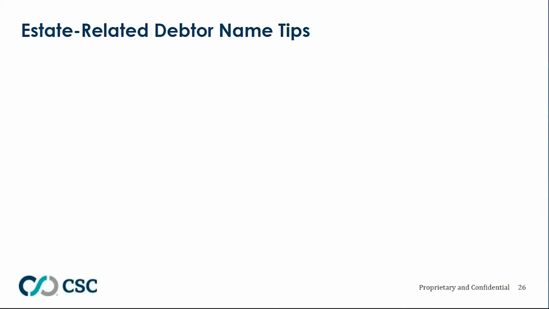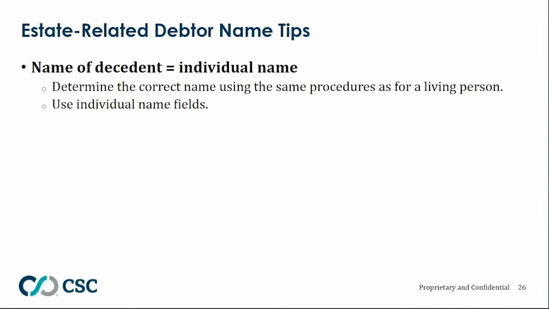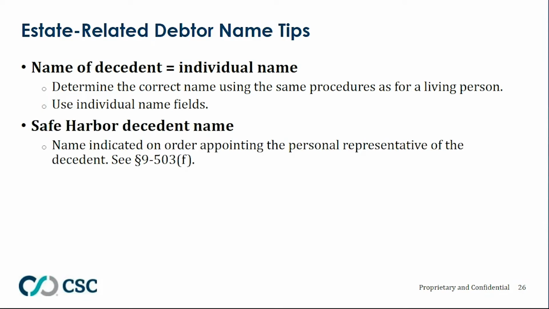So when it comes to estate-related debtor names, bear in mind the name of the decedent is an individual name and should be provided just as if they were a living person. There is a safe harbor for the decedent name, that being if there is a court order appointing the personal representative of the decedent, it is the name of the decedent in that order, and it should be provided in the individual name fields. If you're concerned about whether it should be provided in the organization name field because it's an estate, is an estate an organization, you can always take the belt and suspenders approach and put it in both, but it definitely needs to be in the individual name field.